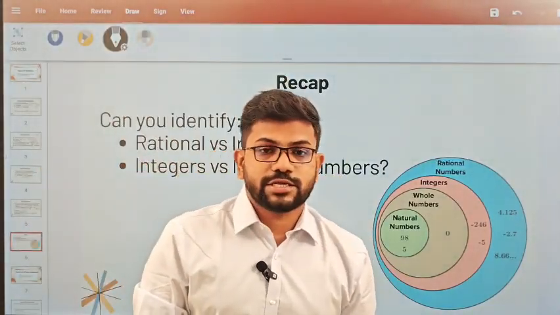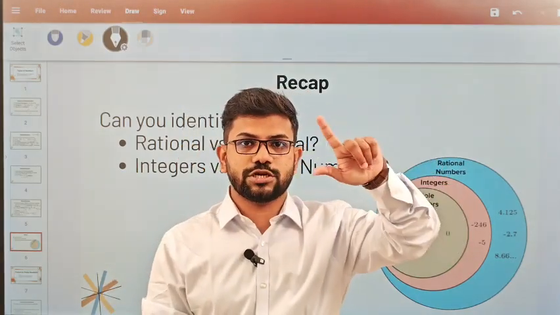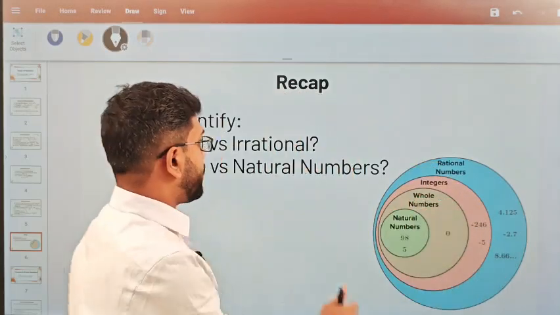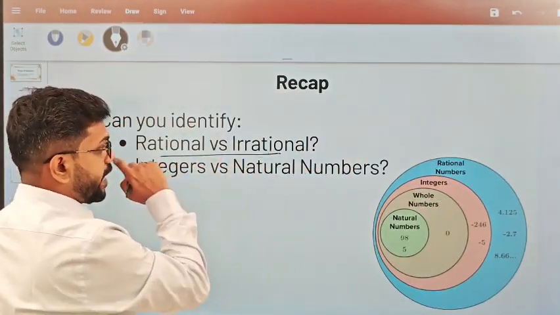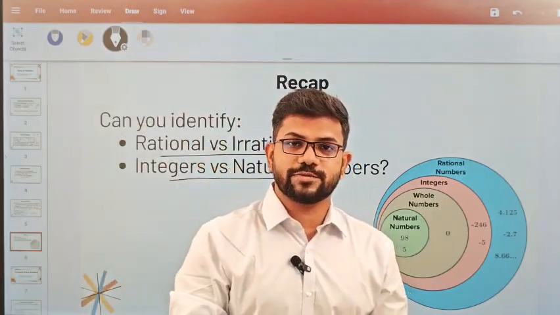To recapitulate, today we have learned about the types of numbers: integers, natural numbers, rational and irrational. And we learned how to identify rational and irrational numbers and how to identify integers and natural numbers. That's all. Thank you.